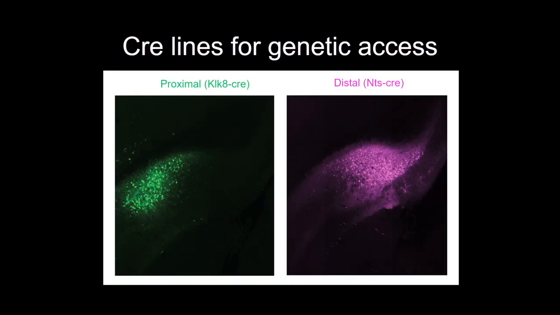To investigate this, we next used our single-cell RNA-seq data to identify marker genes that gave us selective access either to proximal or distal subiculum in 2 different Cre lines.